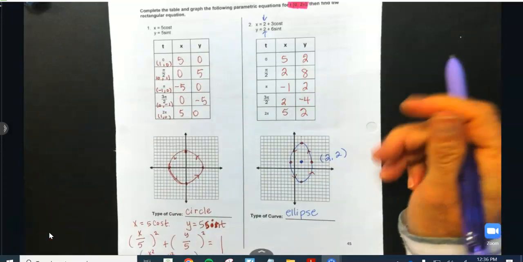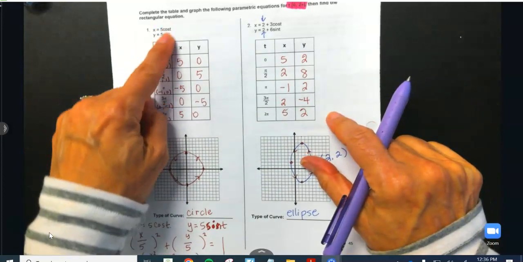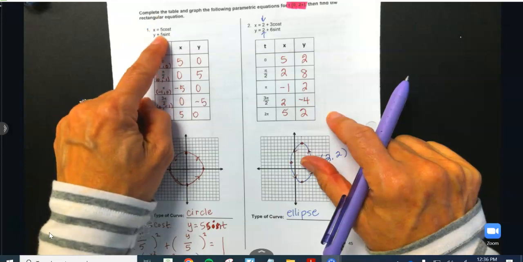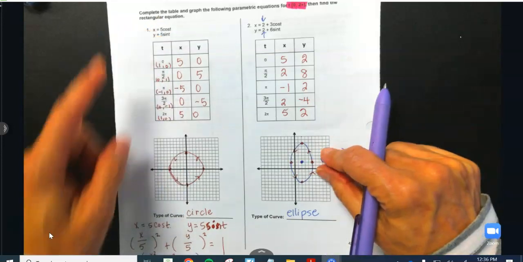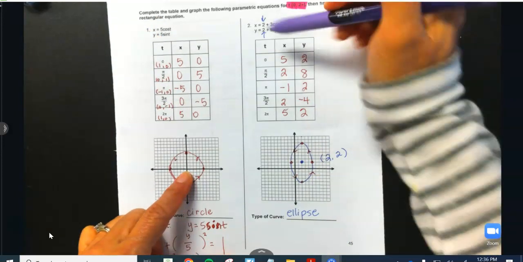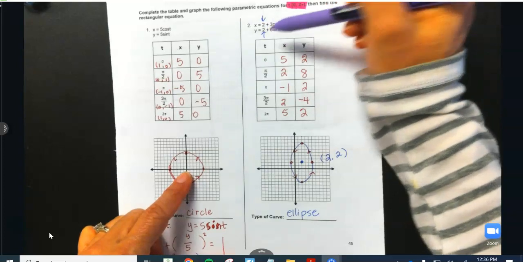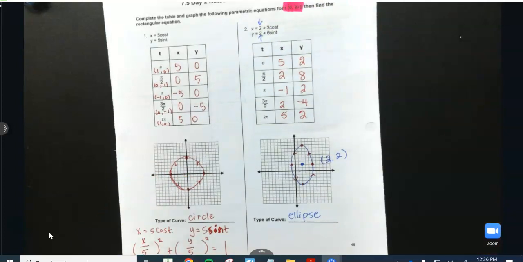H and K are hiding in these parametric equations. Look, notice how you didn't have anything added or subtracted over here on 1. Notice how it started at the origin? That's your H and that's your K right there.